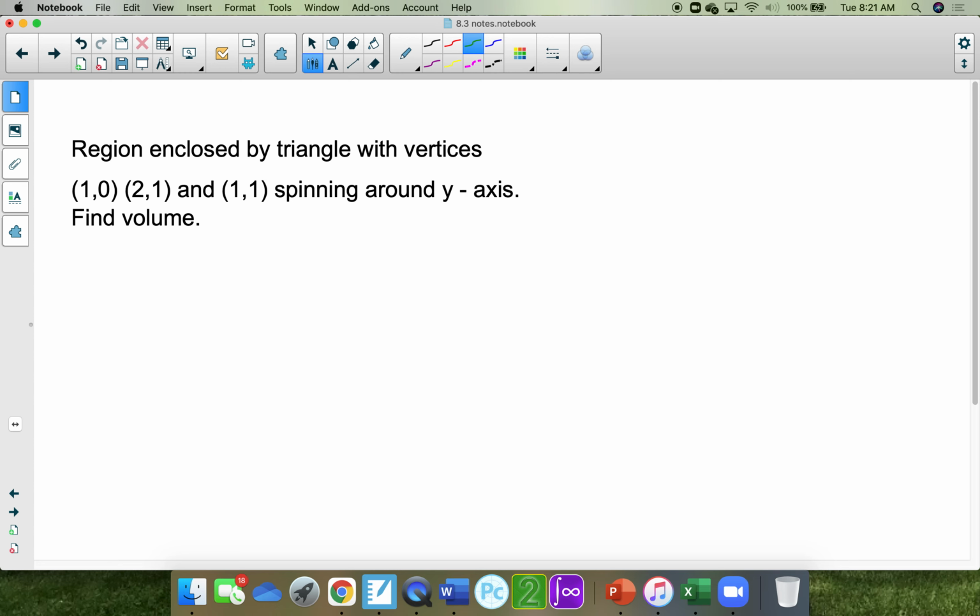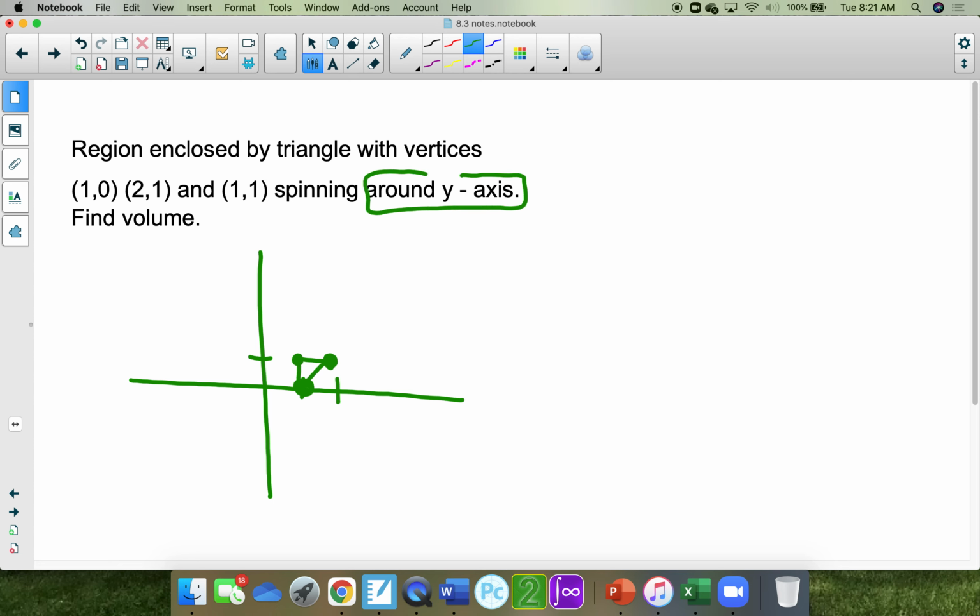A region enclosed by a triangle with vertices (1, 0), (2, 1), and (1, 1). And you're spinning this for the first time around the y-axis and not the x-axis. So instead of spinning this around the x-axis, we're going to spin this around the y-axis.